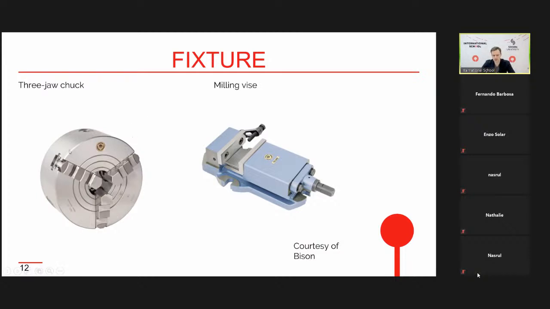These chucks are used to clamp the workpiece, to hold it still. This is a fixture that is usually used for turning processes. This is an example of a vise, a milling vise. Also an example of a fixture that can be used in milling, in flat grinding, in drilling, and some other processes. So we need these fixtures to clamp the workpiece.